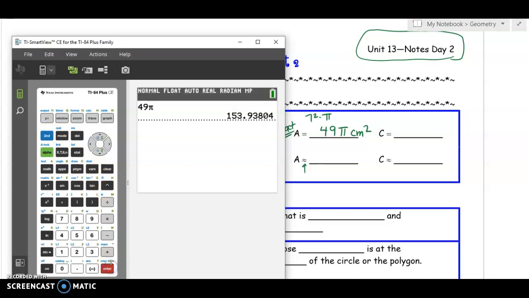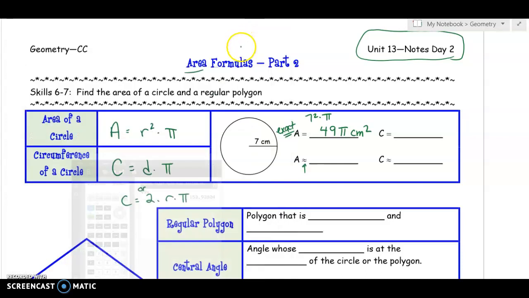After that you hit enter and you round it to, I think it's usually going to be, the nearest hundredth, so 153.94 would be your answer. 153.94 square centimeters. So this one is approximate, while the one above it is exact.